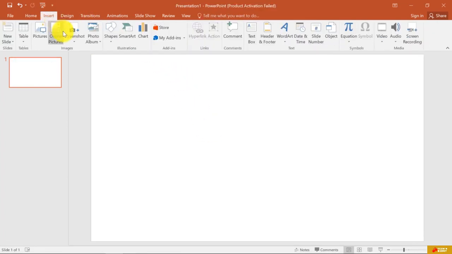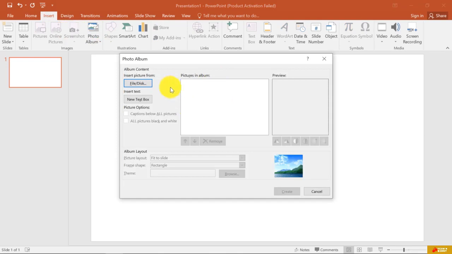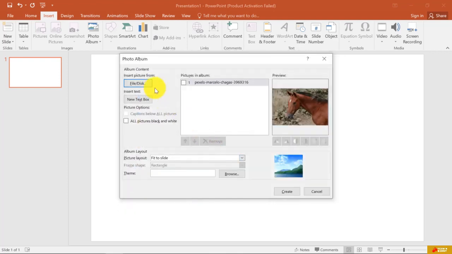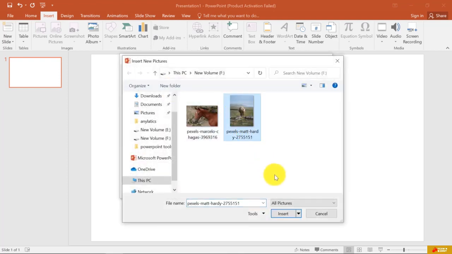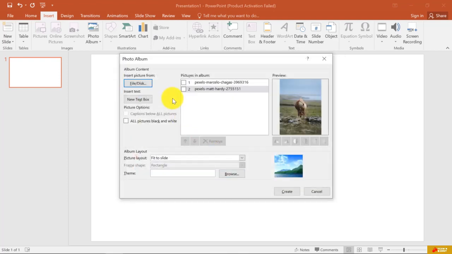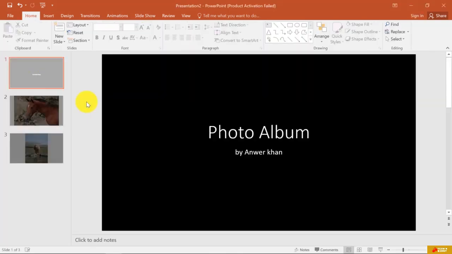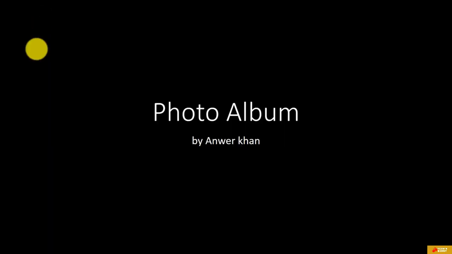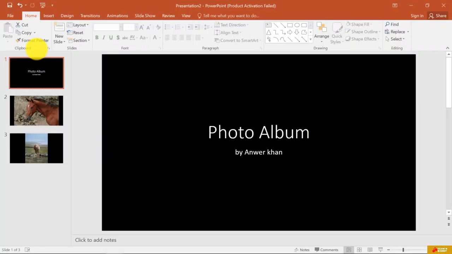The next thing here you will see is photo album. If I just click here, new photo album, I can add photo album. I will just click on file, disk. Select this one. Again I will add another file. Now it's up to you how many photos you added to this photo album, and then I will click on create. You can see now I created this photo album. Now if I just play this, you can see this is our photo album.